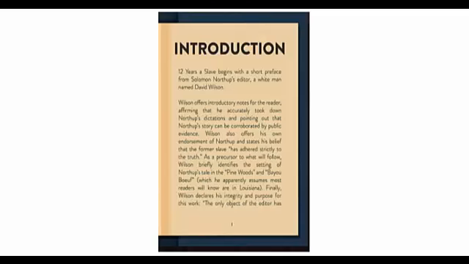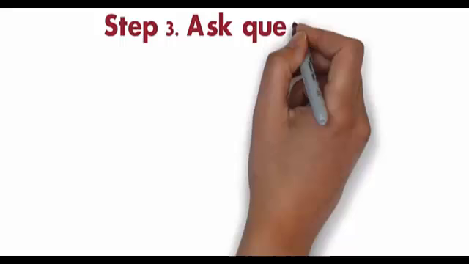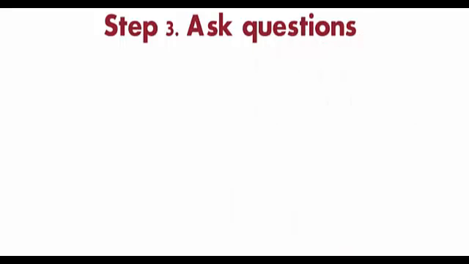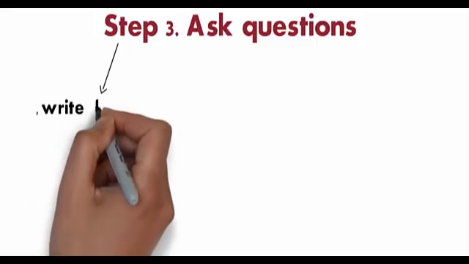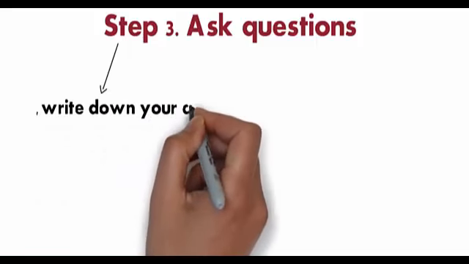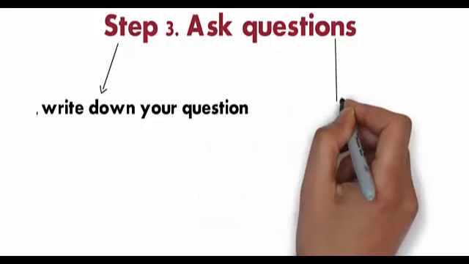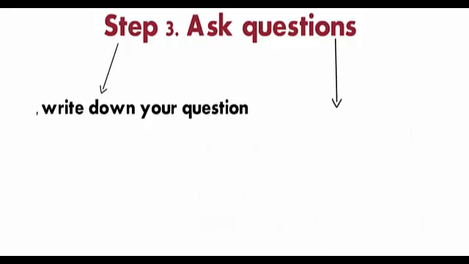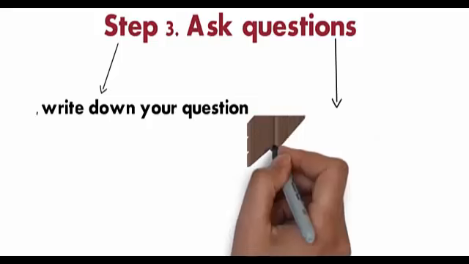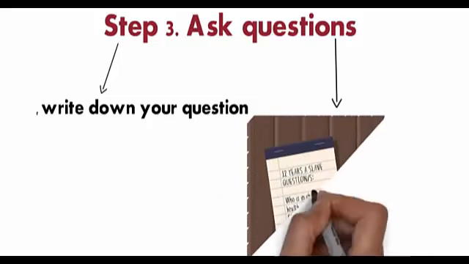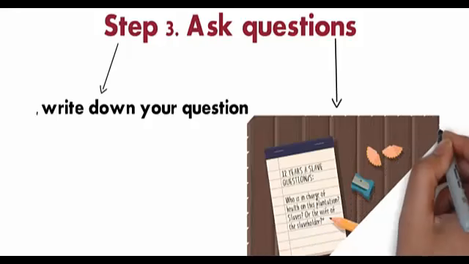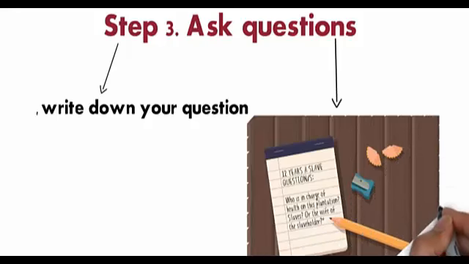perhaps the introductory material will tell you about the author. Step 3. Ask questions. If something doesn't make sense, write down your question about it. If an element of the text leaves you wanting to know more, write down your question about it. For example, if you come to a section in the slaveholder's diary about one of his slaves falling ill, you might write a question about it.